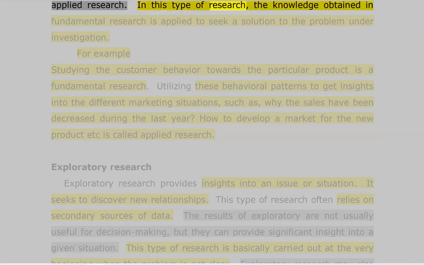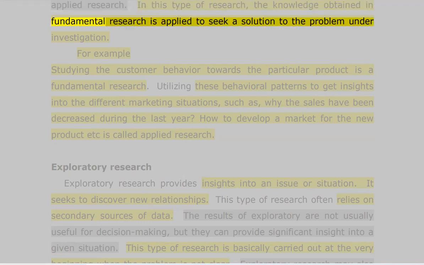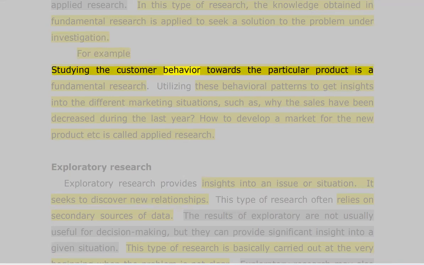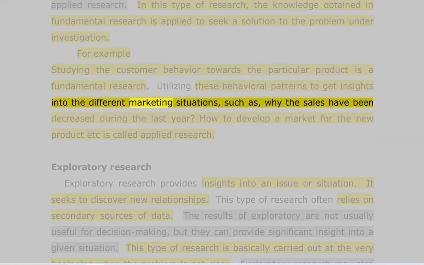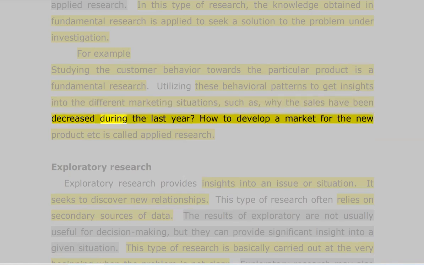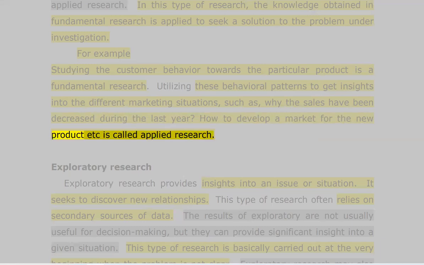In this type of research, the knowledge obtained in fundamental research is applied to seek a solution to the problem under investigation. For example, studying the customer behavior towards a particular product is fundamental research. Utilizing these behavioral patterns to get insights into different marketing situations, such as why the sales have decreased during the last year, how to develop a market for the new product, etc., is called applied research.